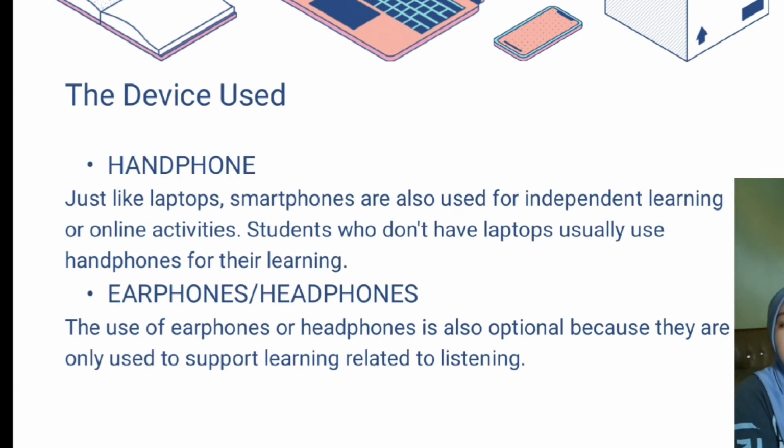And the next is handphone. Just like a laptop, a smartphone is also used for independent learning or online activities. Students who don't have a laptop usually use a handphone for their learning. And the next is earphones or headphones. The use of earphones or headphones is also optional because they are only used to support learning related to listening.